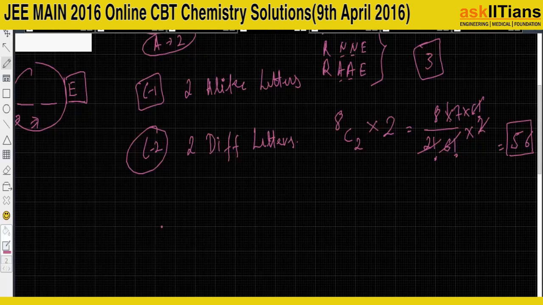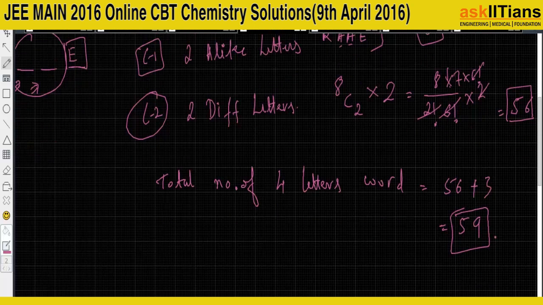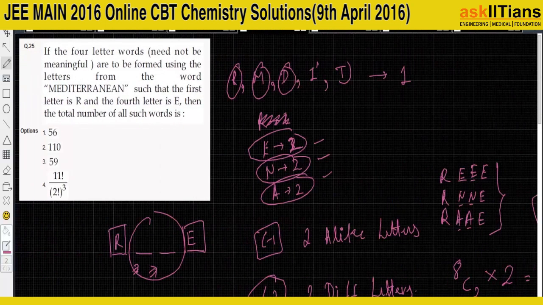So the total number of 4-letter words that can be formed, meaningful or non-meaningful, is 56 plus 3. So your final answer will be 59. So in total we can form 59 different words. So option 3 is the right answer.